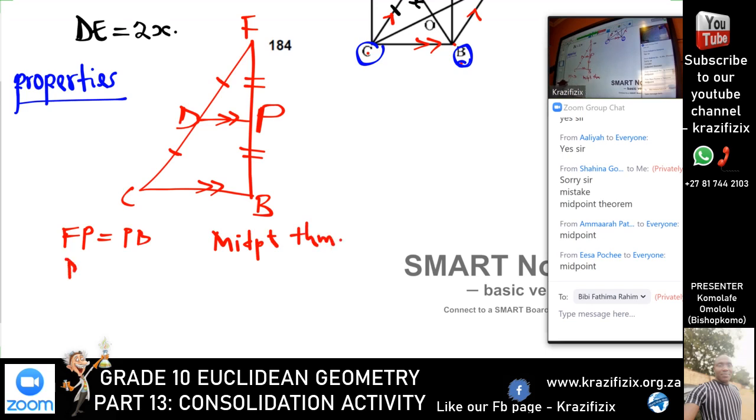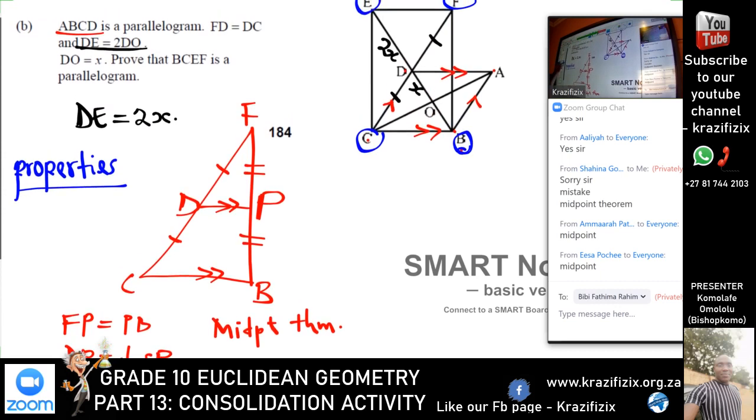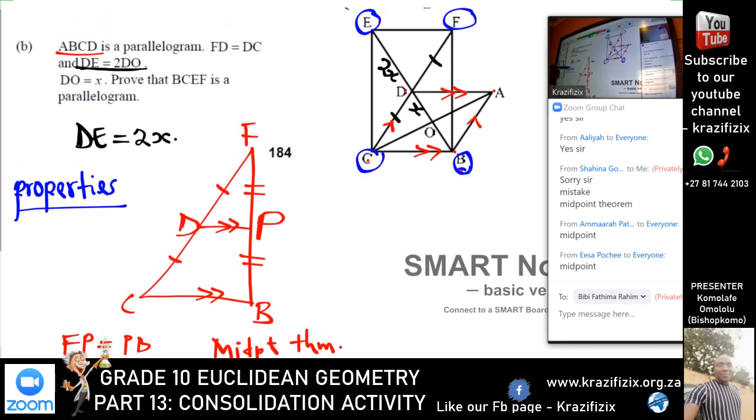And is it okay to say that DP is equal to half CB? Do we agree? Do you remember the midpoint theorem? That DP is half of that. We constructed it, if you remember that class. Alright, lovely. So we already have DP. Great. Now let's go check something here. So already we have this side saying it is half this side.